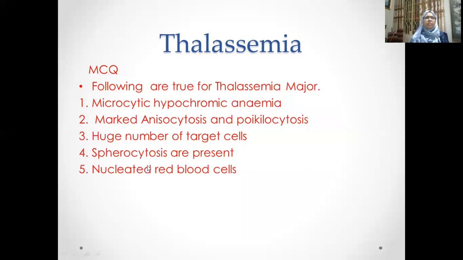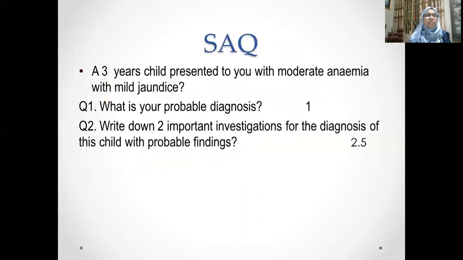What type of multiple choice question may you get in your exam? You may have the following. Following PBF findings are true for a thalassemia major patient. Microcytic hypochromic anemia, it is true. Marked anisocytosis and poikilocytosis, it is true. Huge number of target cells, true. Spherocytes are present, false. Nucleated red cells present, it is true. So you may get this type of question in MCQ.